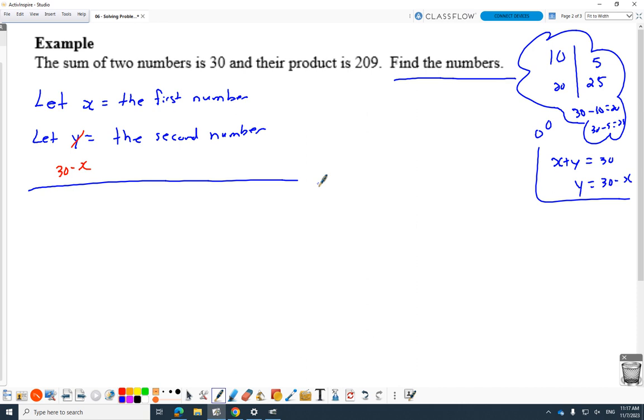The sum of two numbers is 30. Their product is 209. 11 and 19. Product is 209. What does product mean?